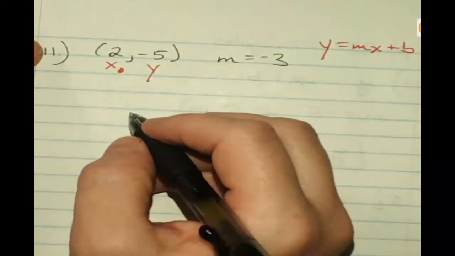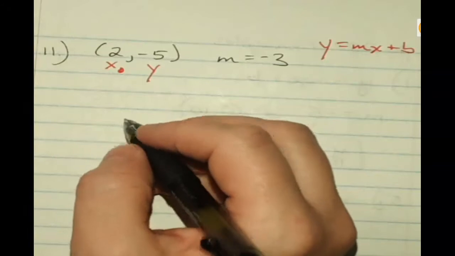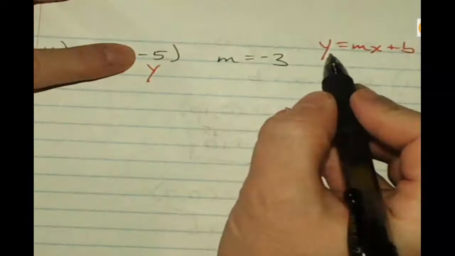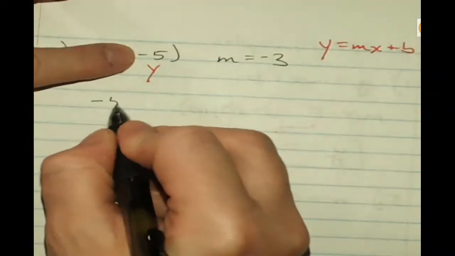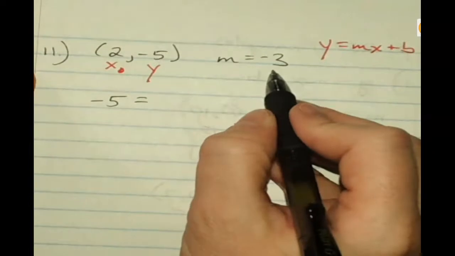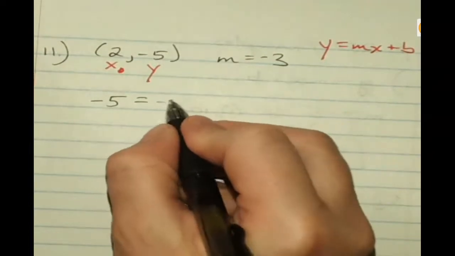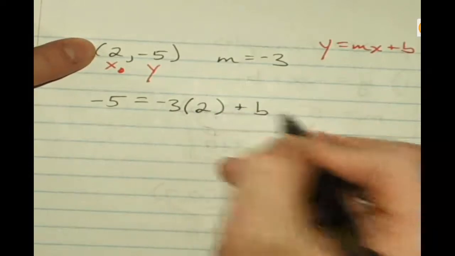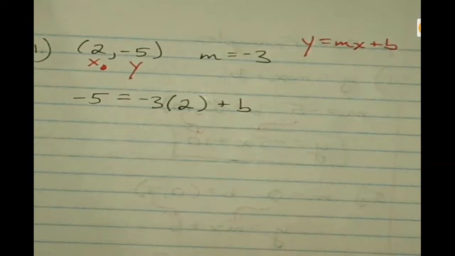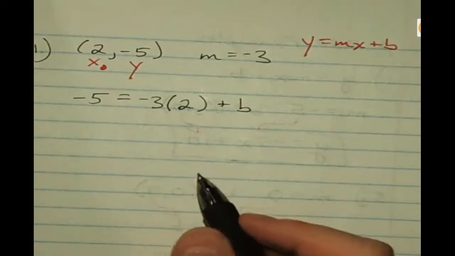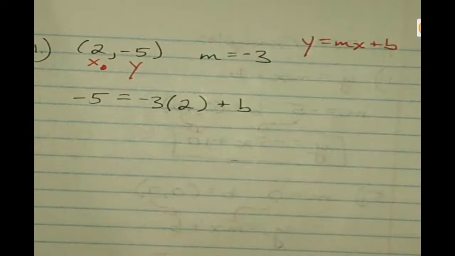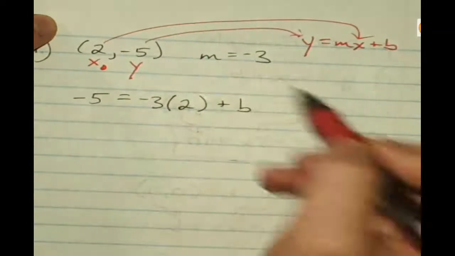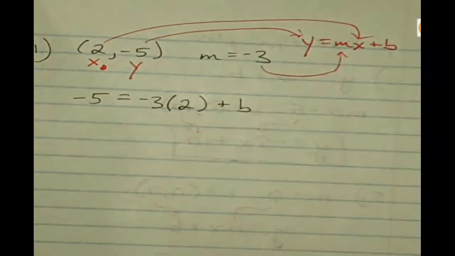Excellent. Can I borrow your brush again? Okay, so I'm going to substitute the y for -5. I'm going to insert my slope, which is -3, times the x plus b. Very good. Does everyone understand that? So I took the x, stuck it in there, stuck the y there, and the slope there.